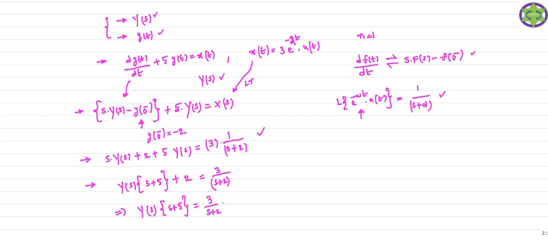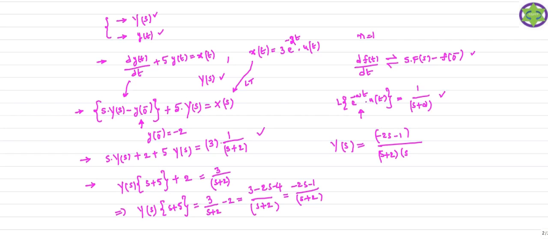3 by s plus 2 minus 2. So what is this equation? Here we have LCM of s plus 2, 3 minus 2s minus 4. So on the numerator we have minus 2s minus 1 divided by s plus 2. That is the numerator and that is the denominator. Now from this you find capital Y of s. Your capital Y of s is nothing but minus 2s minus 1 divided by s plus 2 into s plus 5. So this is your Y of s.